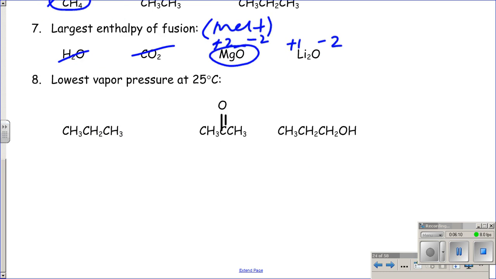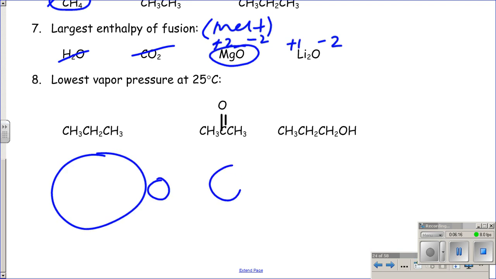Size, not mass. Generally, yeah, I mean, it kind of works, but larger things versus same-ish size things, larger things are going to have a bigger distance between the nuclei and attractive forces. So this one's easier to break, this one's harder to break. Large things don't stick together very well. Okay, last but not least, lowest vapor pressure.